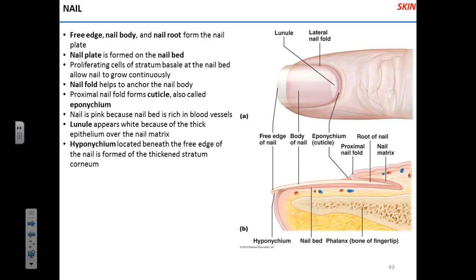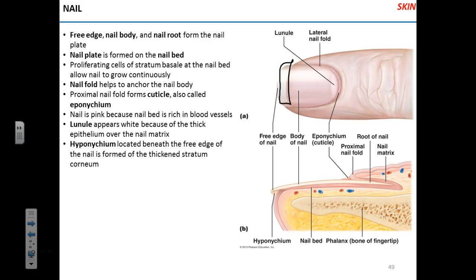Nail. Pretty much an extension of the skin that is heavily keratinized. It consists of, this is going to be the free edge, that white part, okay? And in fact, if you would separate the nail from the finger, your entire nail would be white. Do you see what I'm saying? Entire nail would be white.